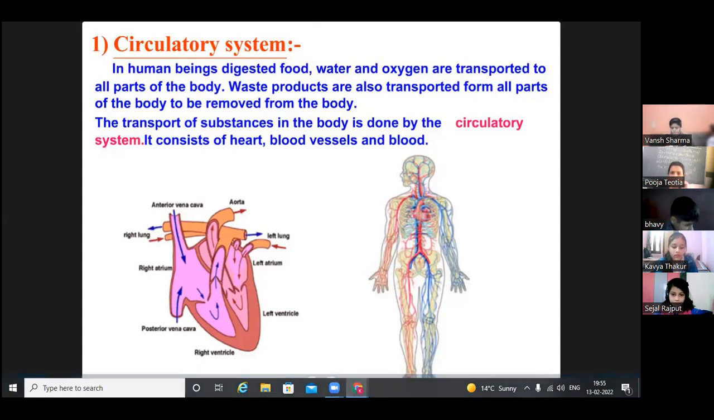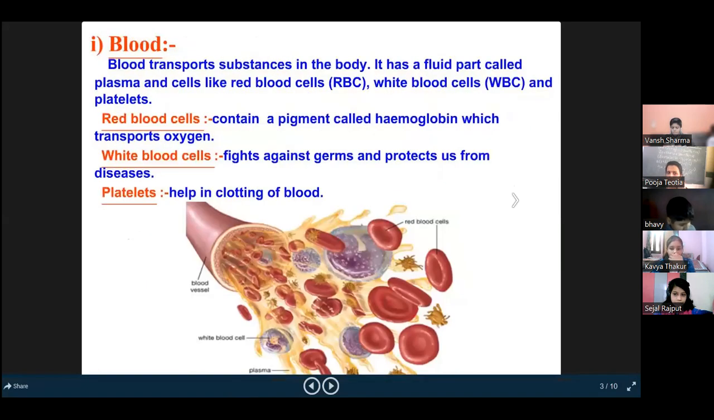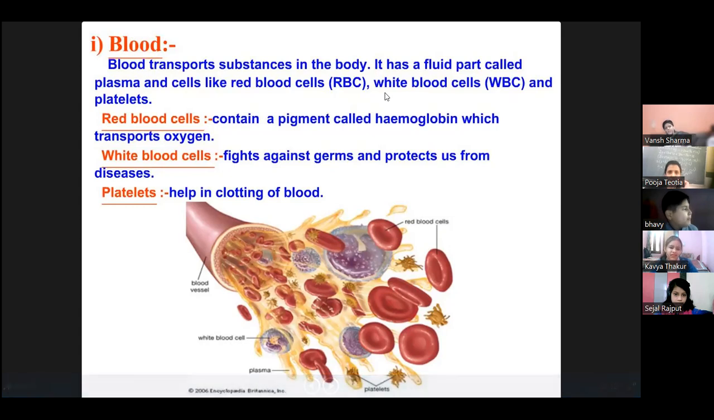One of the systems is the circulatory system. It consists of the heart, blood, and blood vessels. Blood consists of three things. First of all, blood transports substances in the body. It has a fluid part which is known as plasma.